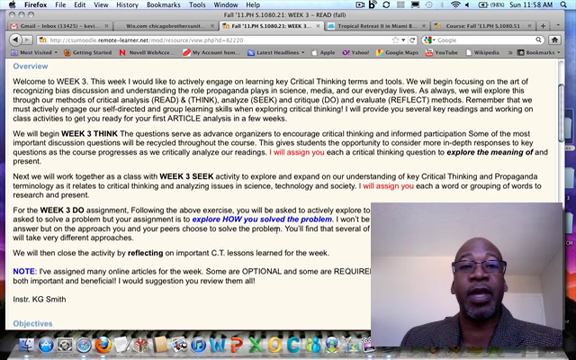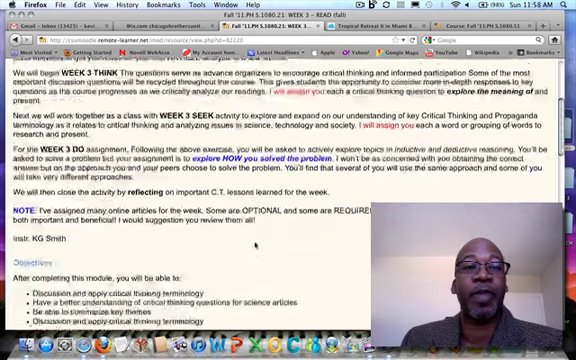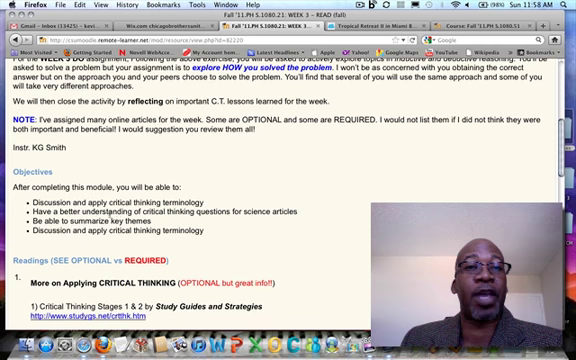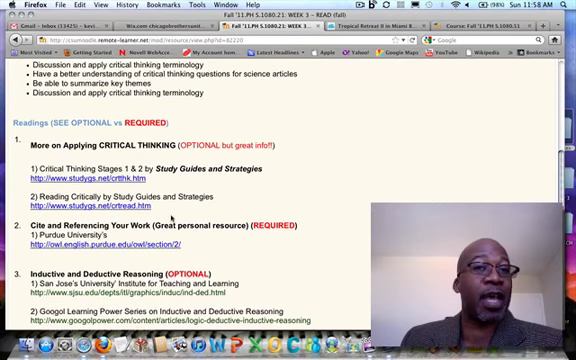So don't be fooled. And of course, at the end of the week on Friday after 5, the reflection section will open up, and you can answer that any time over the weekend. Going through, you'll see what the weekly objectives are, which is primarily about learning some terminology and being able to apply it. Here are the assigned readings for this week.